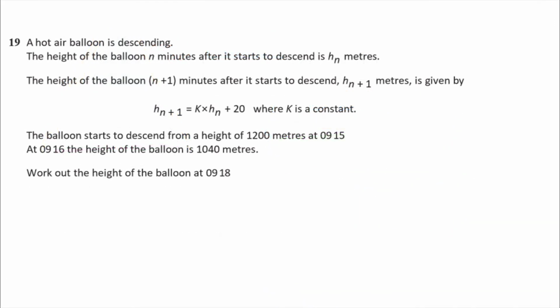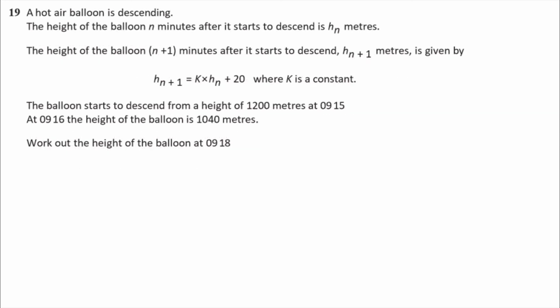A hot air balloon is descending. The height of the balloon n minutes after it starts to descend is h_n meters. The height of the balloon n plus 1 minutes after it starts to descend is h_(n+1) meters. It is given by h_(n+1) equals k times h_n plus 20, where k is a constant. The balloon starts to descend from a height of 1200 meters at 0915. At 0916, the height of the balloon is 1040 meters. Work out the height of the balloon at 0918.